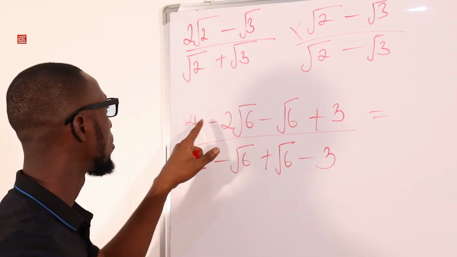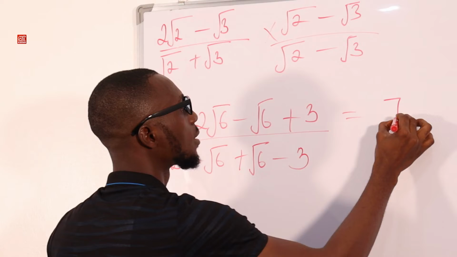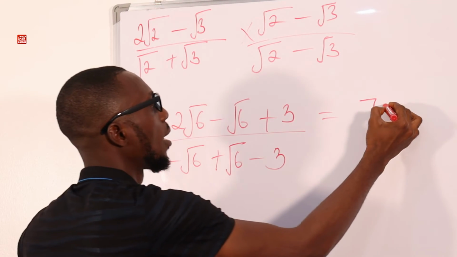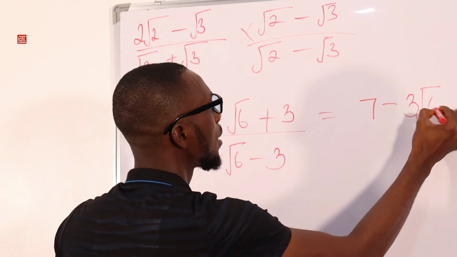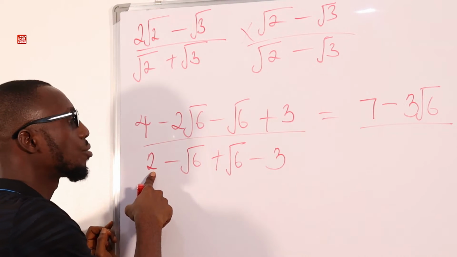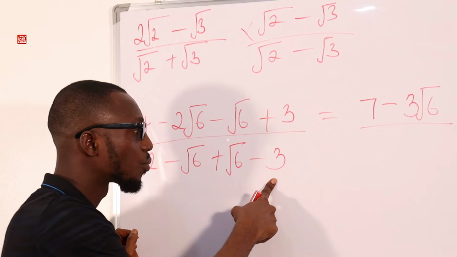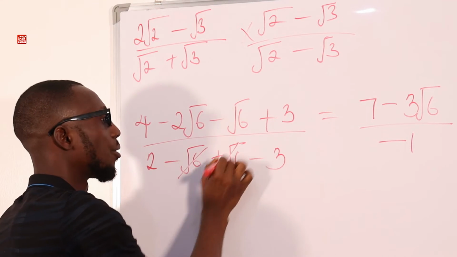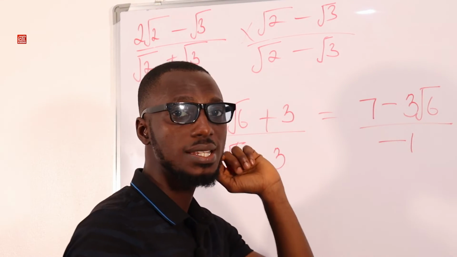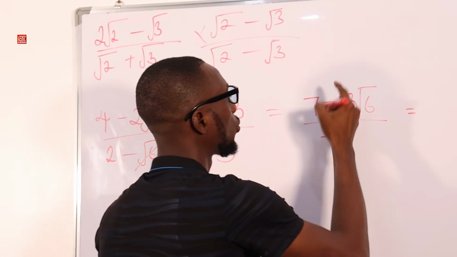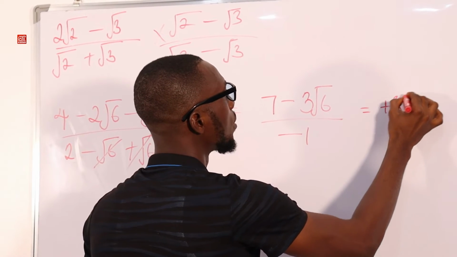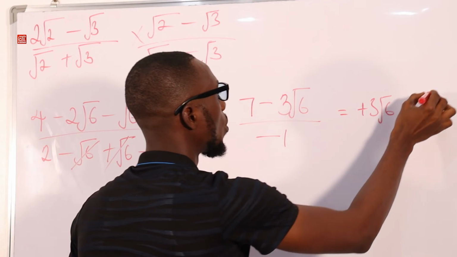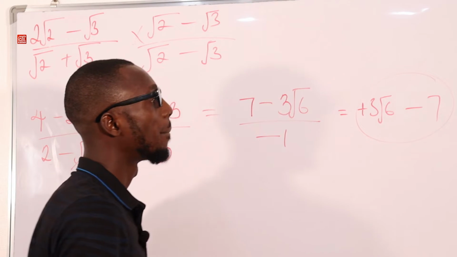Okay, so let's collect like terms. 4 plus 3, we have 7. Minus 2 root 6 minus 1 root 6 or minus root 6, that is minus 3 root 6 over 2 minus 3, that is minus 1, minus root 6 plus root 6, that is 0. Okay, so that means this will affect the sign we have at the numerator. So that should be plus 3 root 6 minus 7. Remember? Okay, so this is what we have. So we should have 3 root 6 minus 7.